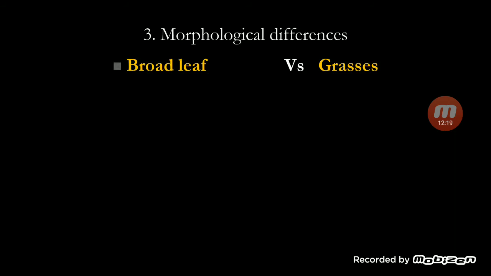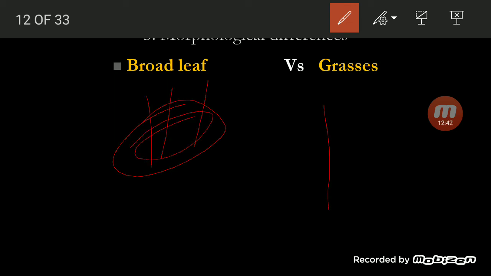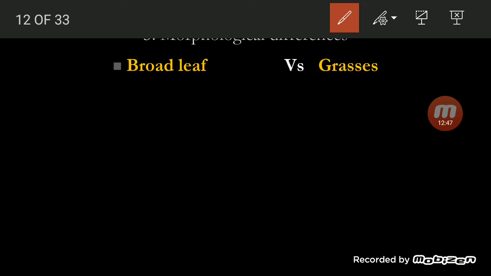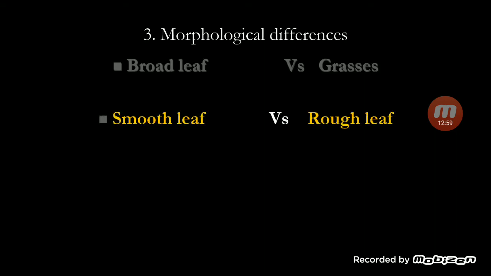Then morphological differences, broadleaf versus grasses. Some weeds are broadleaf, some weeds are grasses. Broadleaves are more susceptible than grasses. Grasses are more hardy, resistant to herbicide application, and the reason is that broadleaf weeds have a larger surface, so the herbicide gets more time to be absorbed as compared to grasses. The herbicide immediately falls on the soil after application on grasses. So, it is difficult to control the grasses because of less surface area where the herbicide can stand, and more in case of broadleaf.